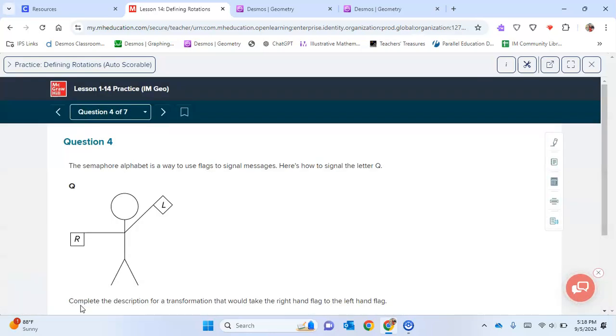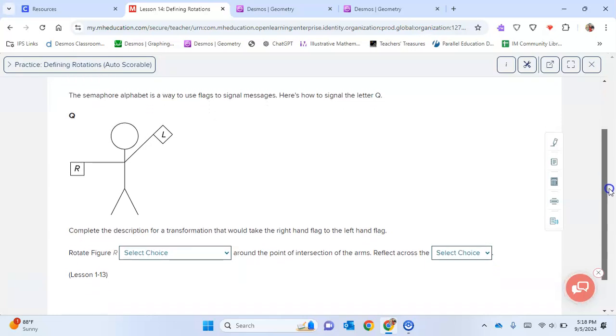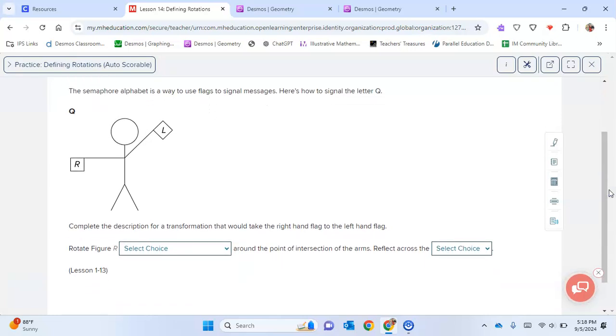Question 4. The semaphore alphabet is a way to use flags to signal messages. Here's how to signal the letter Q. Complete the description for a transformation that would take the right-hand flag to the left-hand flag. All right, so rotate figure R. We're going to go from right to left. That's clockwise.